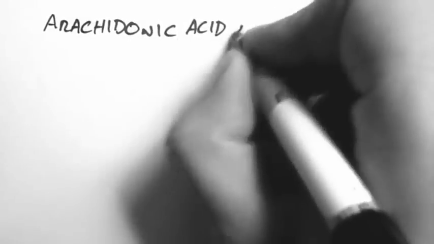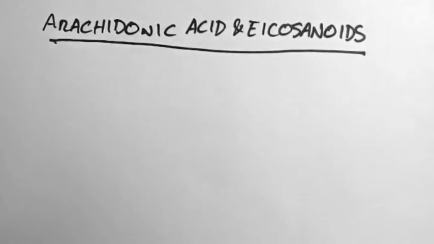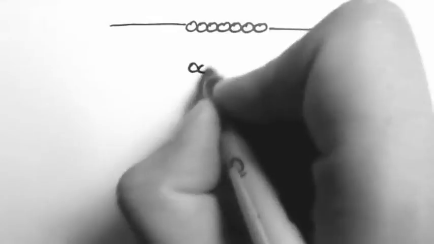In this video, I'm going to talk about arachidonic acid and eicosanoids. This is a bit of a tautology because arachidonic acid is an eicosanoid, but eicosanoid also encompasses the products of arachidonic acid. Now, arachidonic acid is a fatty acid that sits in cell membranes.